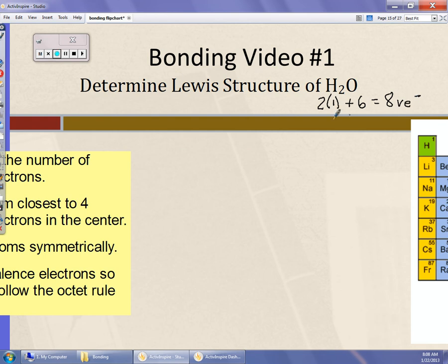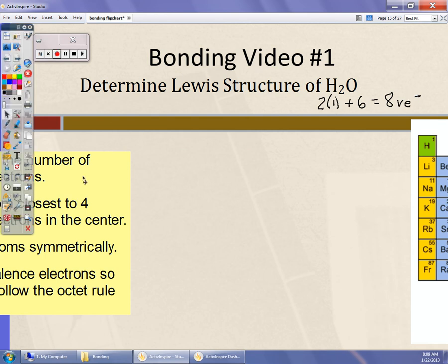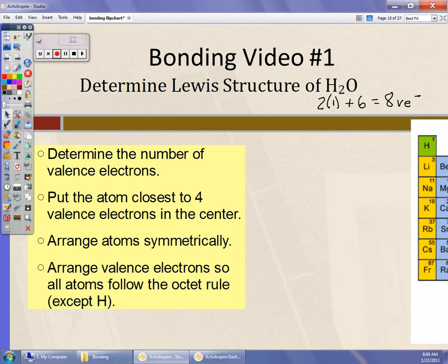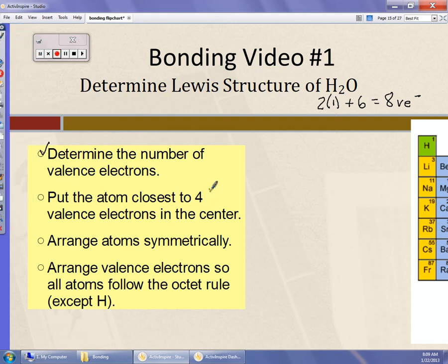We now know how many total valence electrons we have. Step number 1 is done. Step number 2, find out who goes in the center. That's the one with as close to 4 valence electrons as possible. Oxygen has 6. Each hydrogen has 1. So oxygen goes in the center. The rest of them are going to get arranged symmetrically around it. There's 2 hydrogens, so we're going to arrange the 2 hydrogens symmetrically around the oxygen.